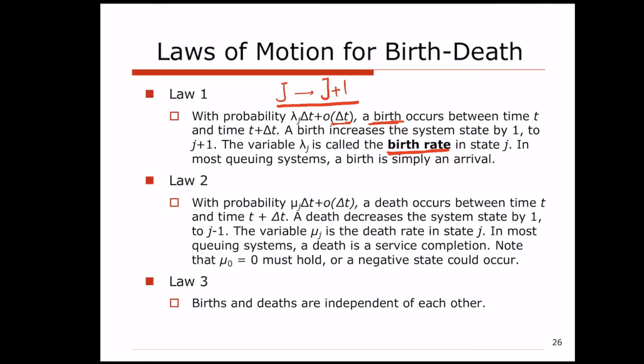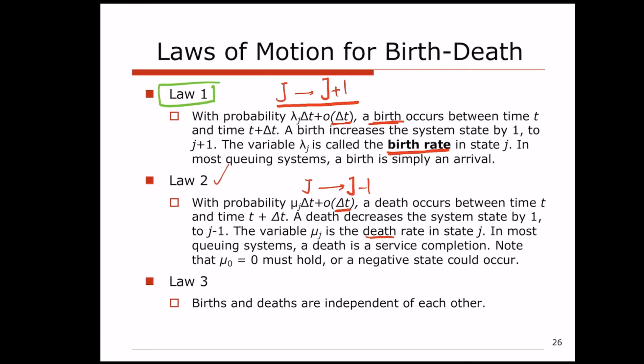The other law says that every time a death or departure happens in the system, it goes from state j to state j minus 1. Every time a departure happens, only one person leaves the system. And these departures happen in very small time periods. So even if a group of people leave the system, we assume that these departures happen in very small time periods, one after another, and that's how we let a group of people leave the system.